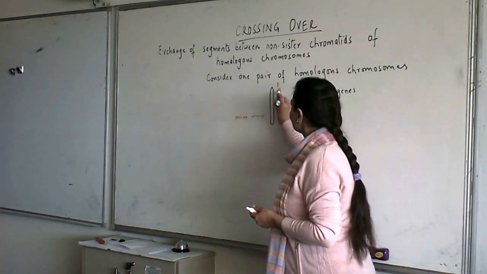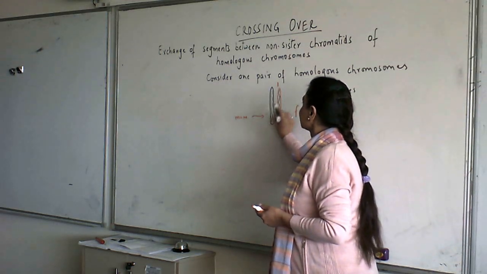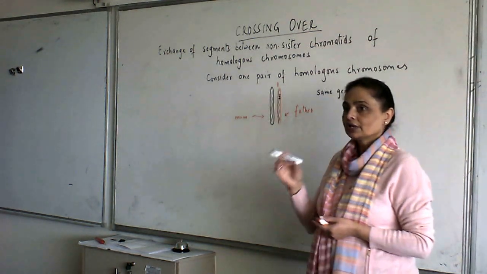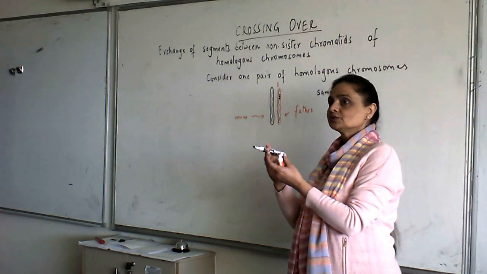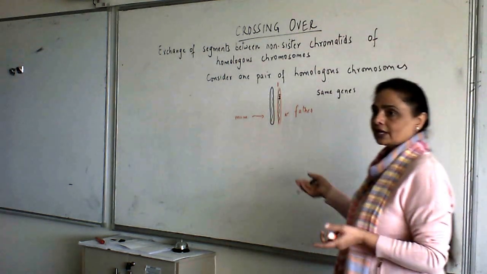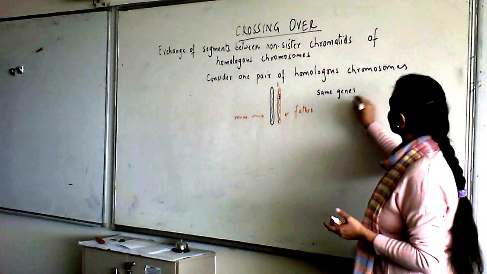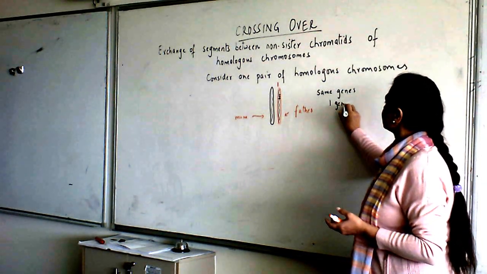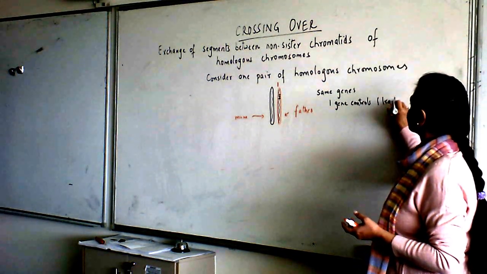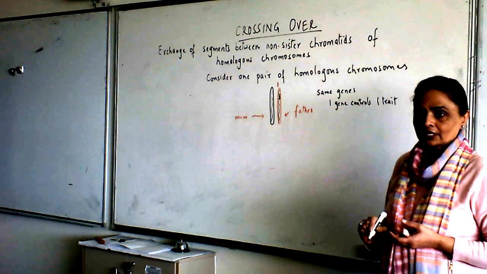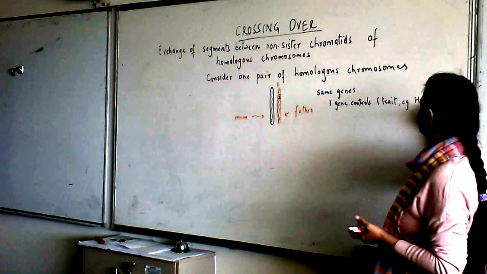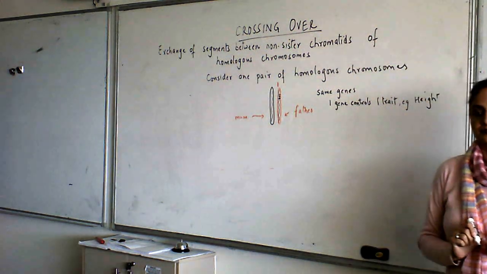A gene is nothing else but a part of this DNA. So, say for example, this part of the DNA we call one gene. It controls one character or trait, like the height, say of a plant or anything. So one gene controls one trait, for example, the height. Okay?